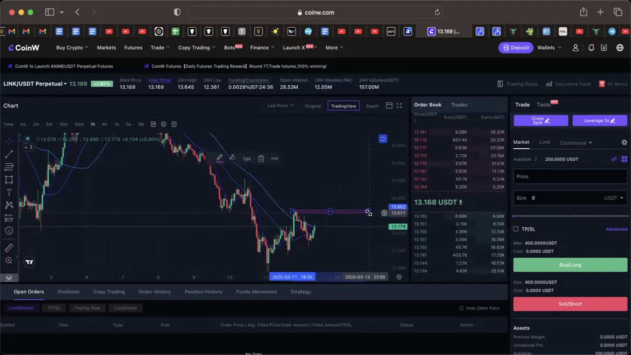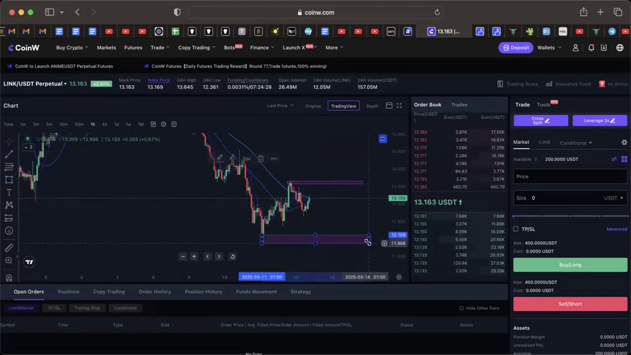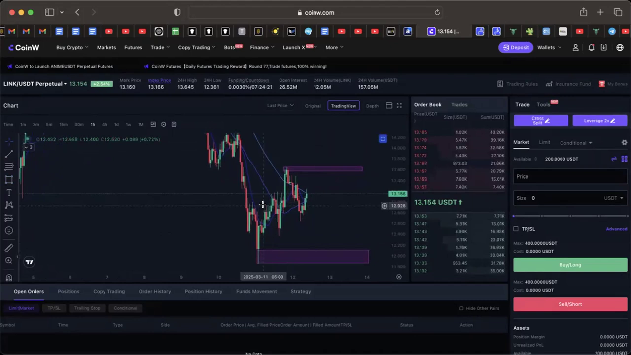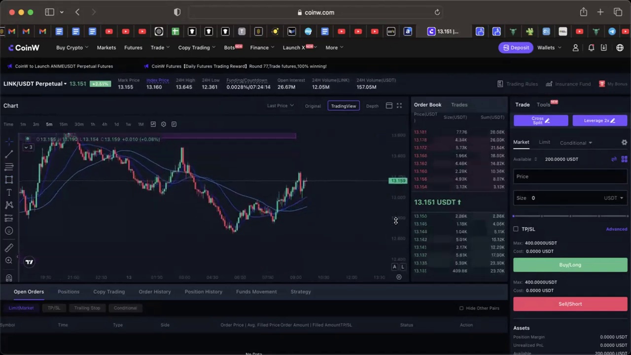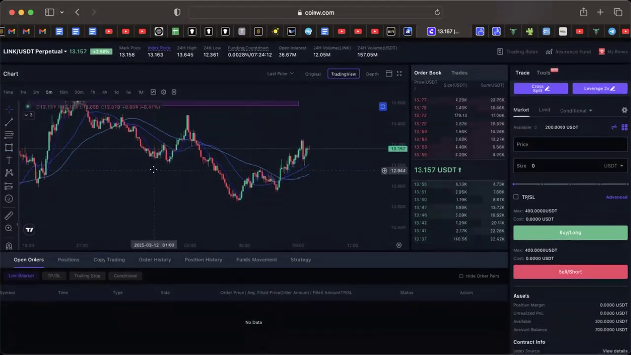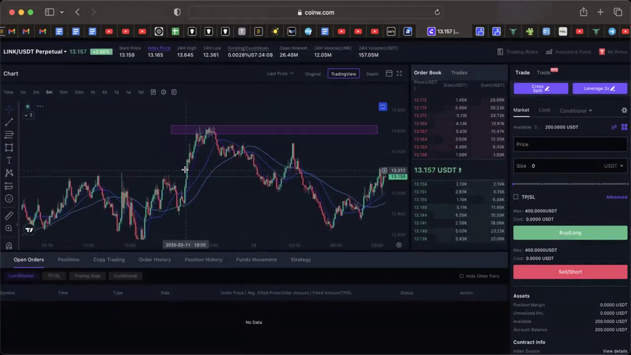Look at what I'm doing here: I'm mapping this point to point. This is the 1 hour, marking the demand zone and supply zone. So now I'm going to go to the 5-minute time frame. Look at 5 minutes here, right? So now, assuming you have marked all this.